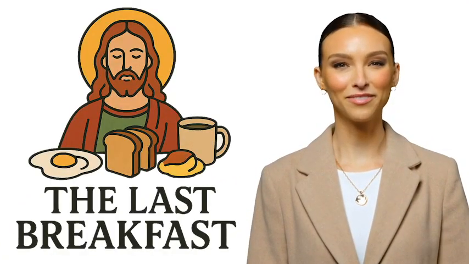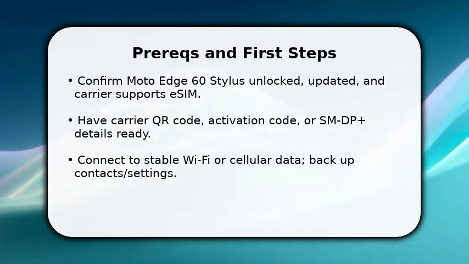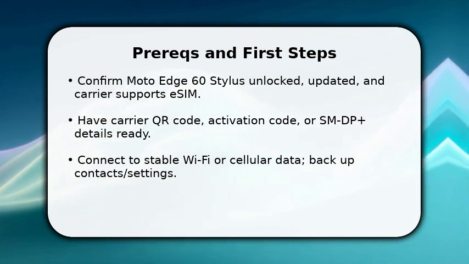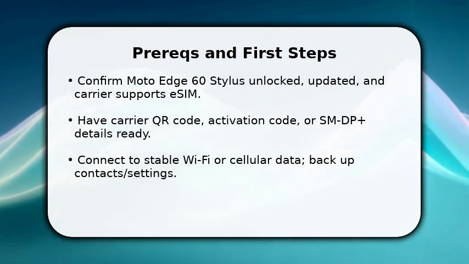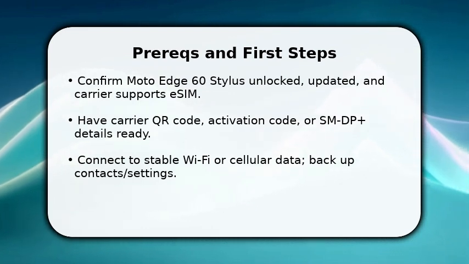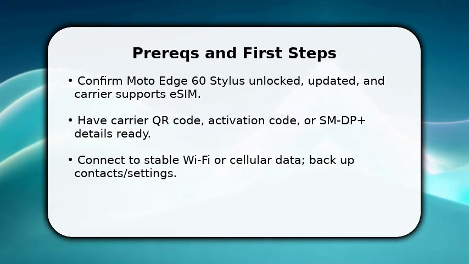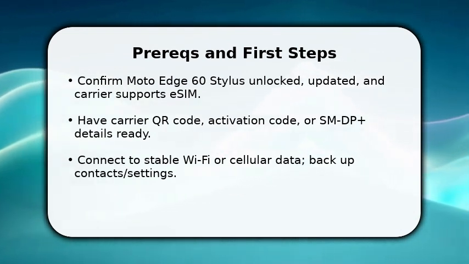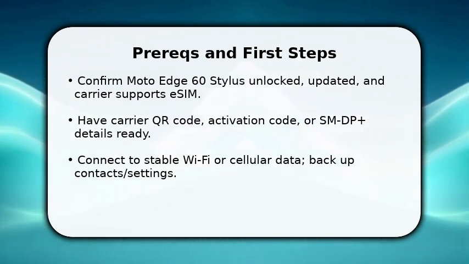Please enjoy the video. You start by ensuring the phone is unlocked, updated, and that your carrier supports eSIM. This prevents wasted steps. Once done, open Settings, tap Network and Internet, then SIMs. You will choose Add Carrier and either scan the carrier QR code or manually enter the activation and SM-DP+ details. Make sure Wi-Fi is on so the phone can download the profile. This first move gets the eSIM profile queued and begins the download process without delay.